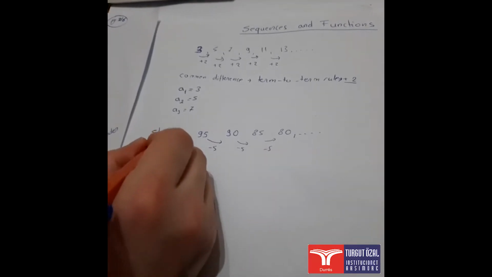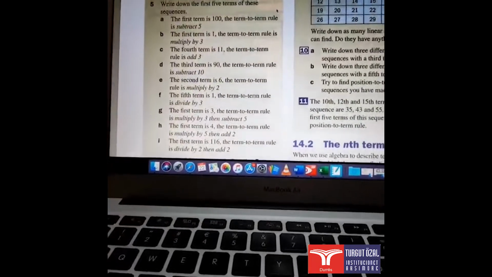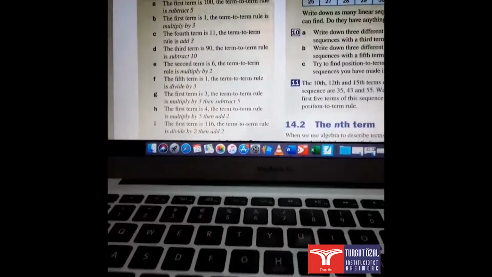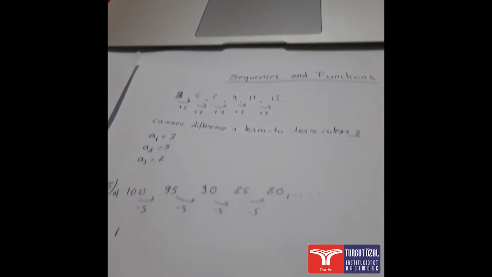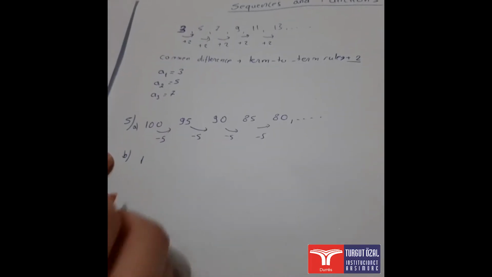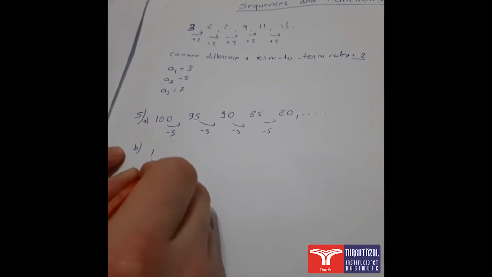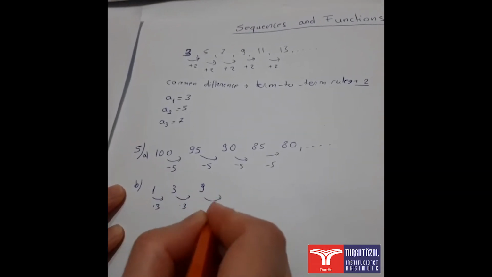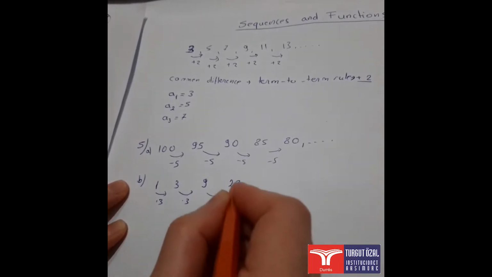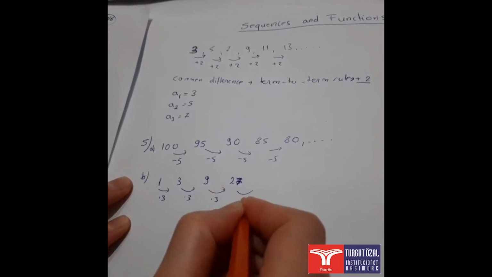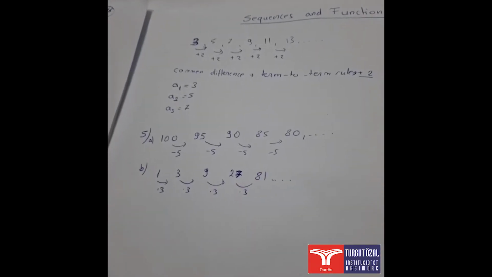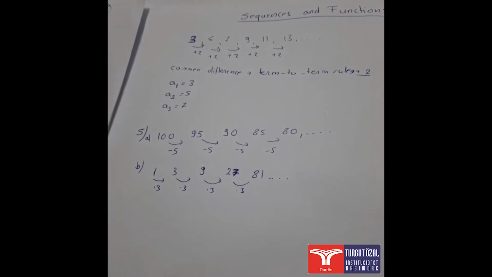Let's pass to B. The first term is 1, and the term-to-term rule is multiply by 3. So the first term is given as 1, and to get the other terms, we have to multiply each term by 3. So times 3, it will be 3. Times 3 is 9. Times 3 is 27. Times 3 is 81. And it can continue like this. Let's have a look at C.